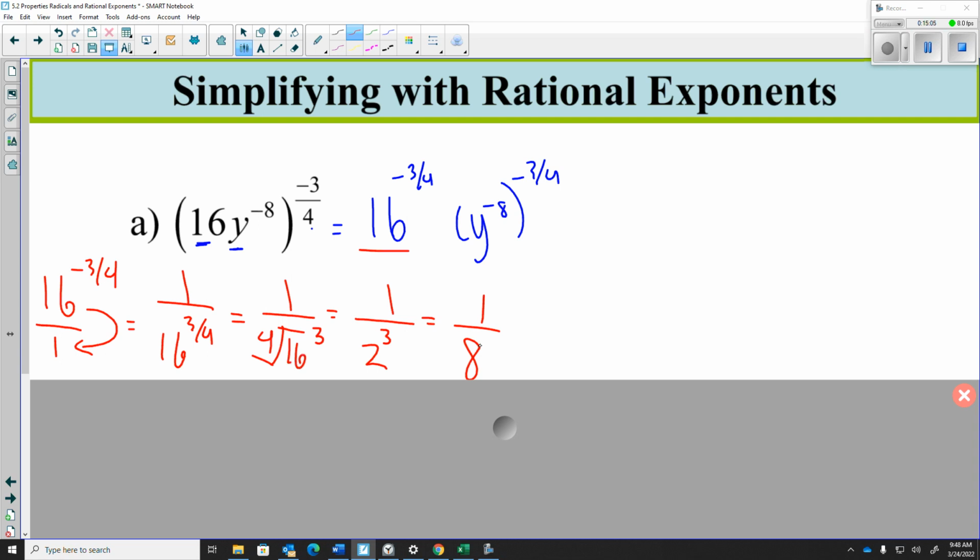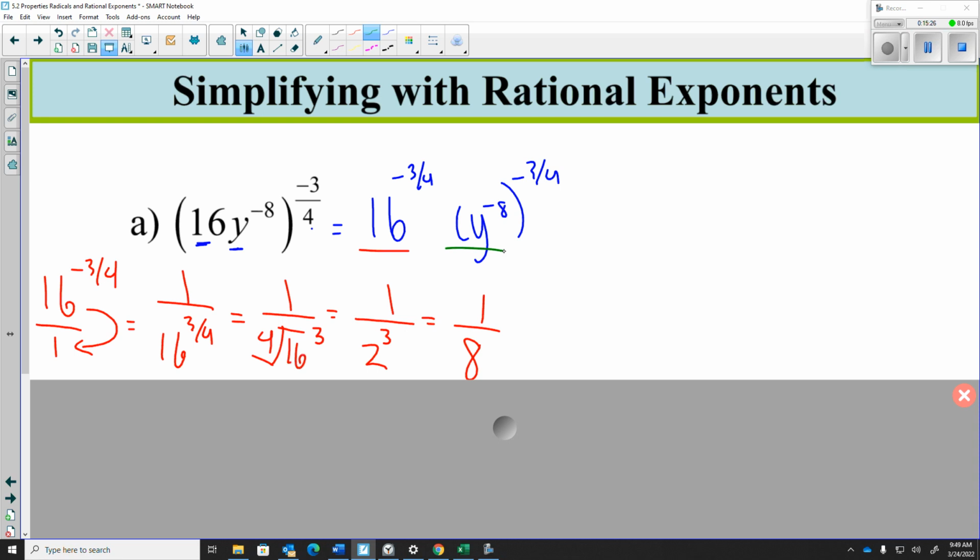All right, let's look at the other piece now. Let's look at this thing: y to the negative 8 raised to the negative 3/4 power. Again, you might say, oh, this is negative, I'm going to flip it. You can do that. You just have to raise the top and the bottom to this power, which would mean you flip it again. It's a lot of flipping, right? It's okay. You're going to get the same thing, it just might be a little bit longer.